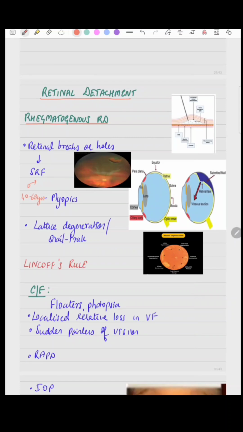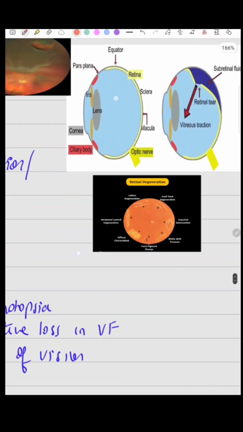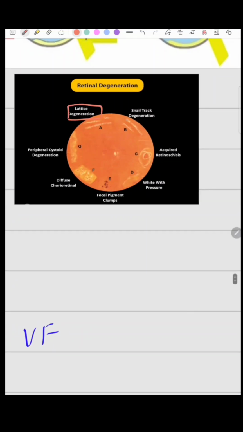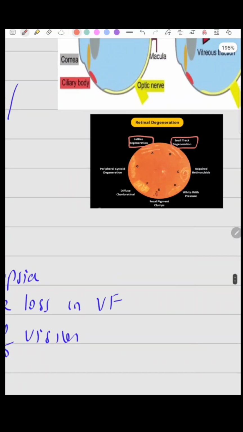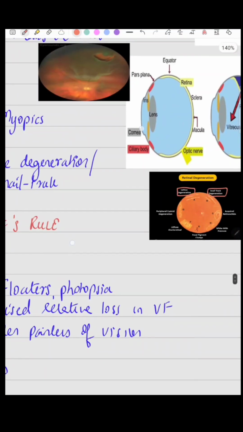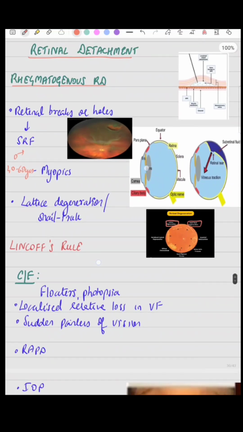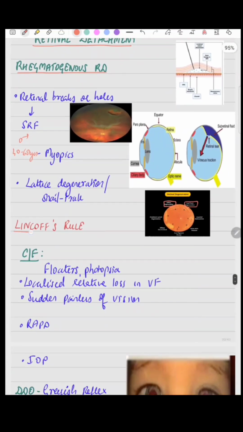Now, retinal degenerations will be there. Mostly it is under retinal degeneration like the lattice degeneration, this is the lattice degeneration, or the snail track degenerations. Trauma and cataract surgery are the other predisposing factors. Final shape and position of RD is determined by the location of the retinal break, that is based on the Lincoff rule.